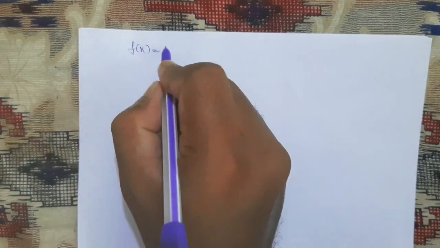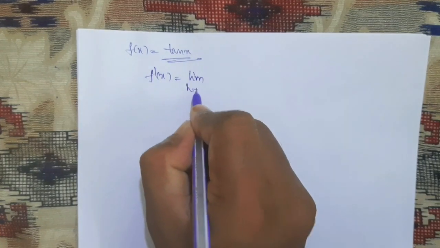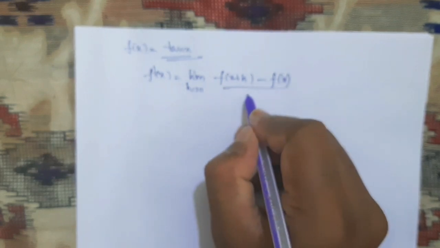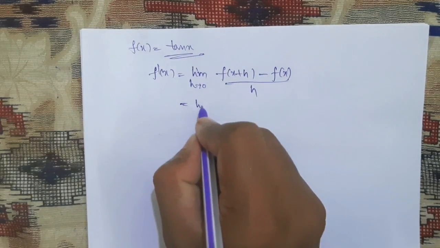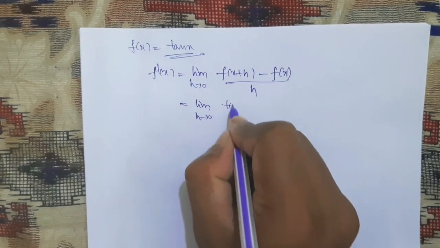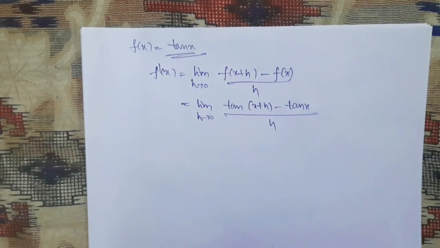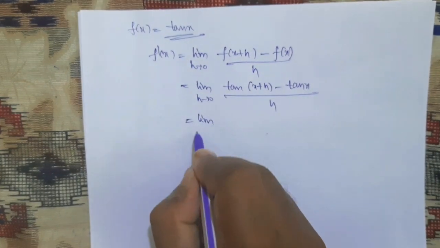Now I will find the derivative of tan x by using that formula only. Now I am considering f of x equal to tan x. We know that the f dash of x formula is limit h tends to 0, f of x plus h minus f of x by h. So this is limit h tends to 0, tan of x plus h minus tan x divided by h. Why tan of x plus h? Because f of x equal to tan x. So then we can write limit h tends to 0.